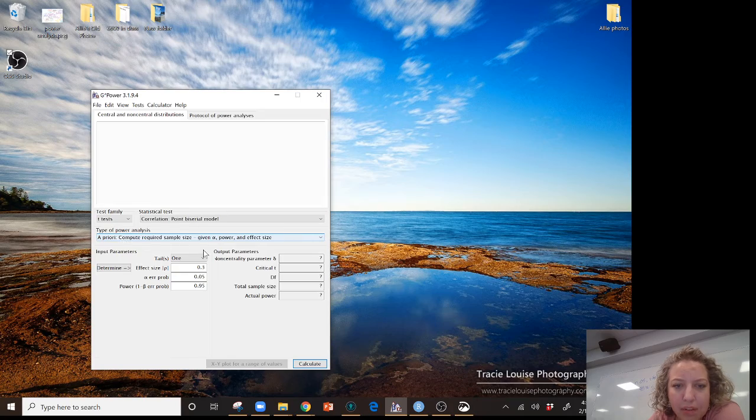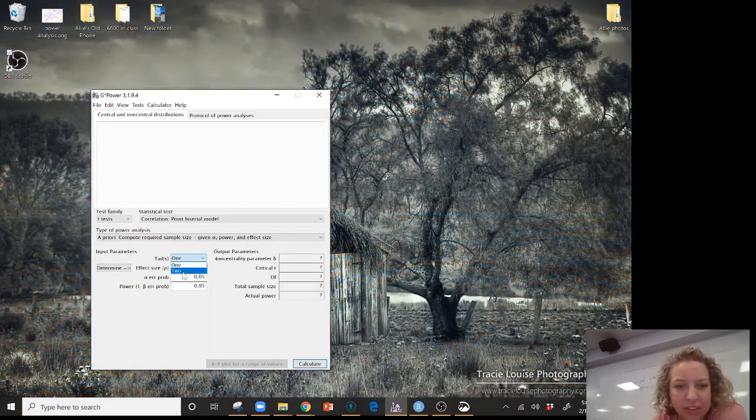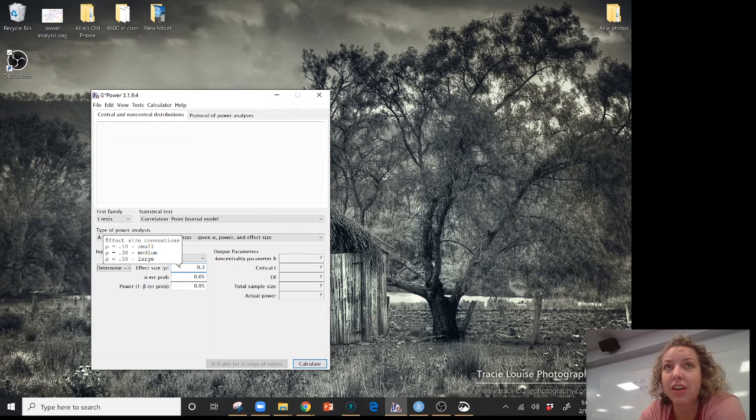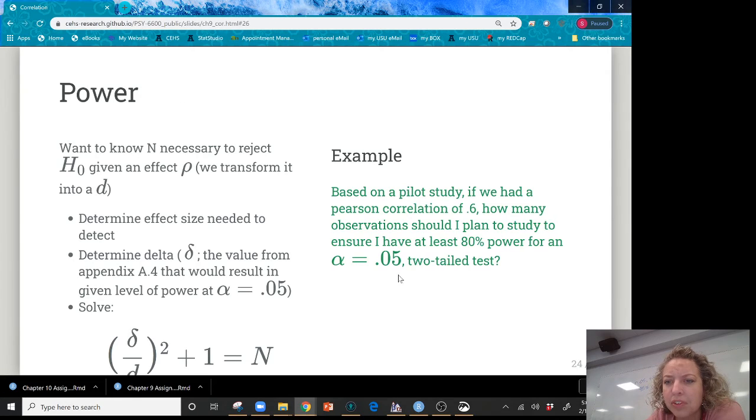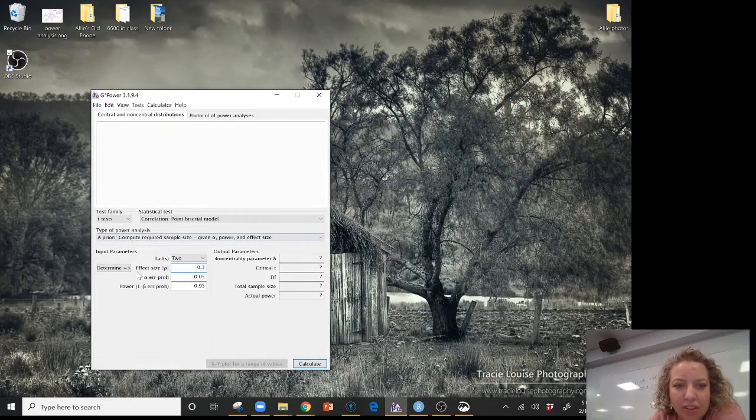So a priori, compute the sample size. Number of tails, it defaults to 1 for no apparent reason. 2, effect size. What do we want for the effect size? Was it 0.8? 80% power, but the correlation based on the sample data, yeah.